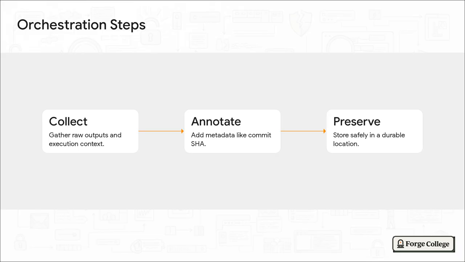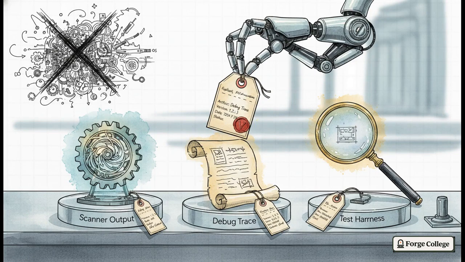And step 3 is preserve. You need to store these artifacts in a durable location so they don't just vanish into thin air the second the build server restarts. The real mindset shift here is that you have to treat each analysis component as a first-class artifact. Whether it's a static analyzer's raw output, some intermediate debug trace, or a Foundry test harness, it absolutely needs version, metadata, and provenance attached to it. If you adopt this philosophy, it completely eliminates that dreaded "it works on my machine" excuse when you pass your vulnerabilities down the line to the red team.